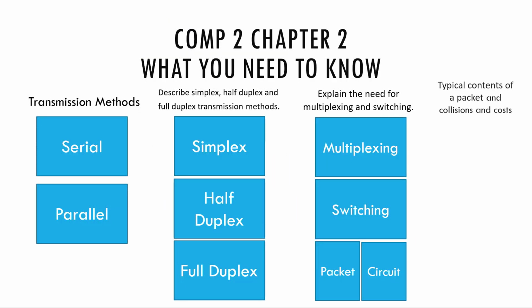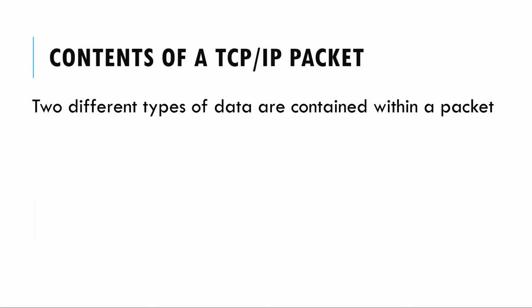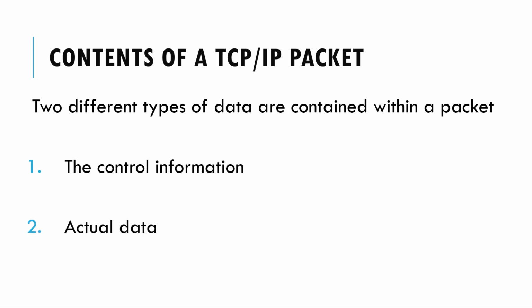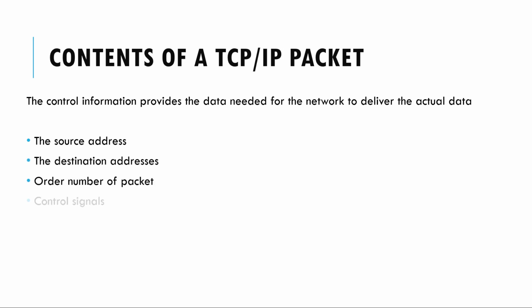Now, last bit now. Typical contents of a packet, which we talked about briefly before. What happens in a network collision and how do you calculate routing costs? It's interesting. So, contents of a packet. Inside there, you'll have two different types of data. You've got something called control information and you've got the actual data itself. Now, the control information provides data needed for the network to deliver the actual data. So source address, the destination address, the order number of the packet, the control signals, and the error control bits are all involved in the control information.